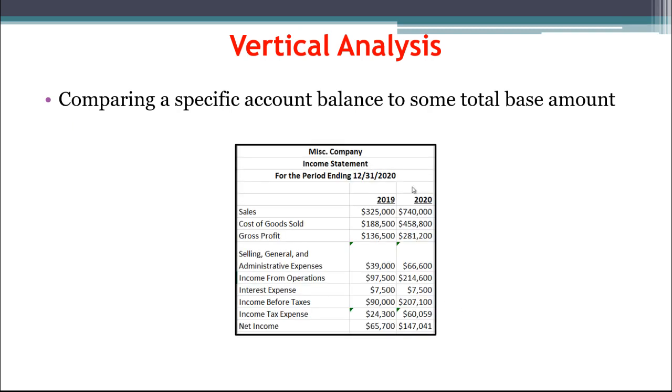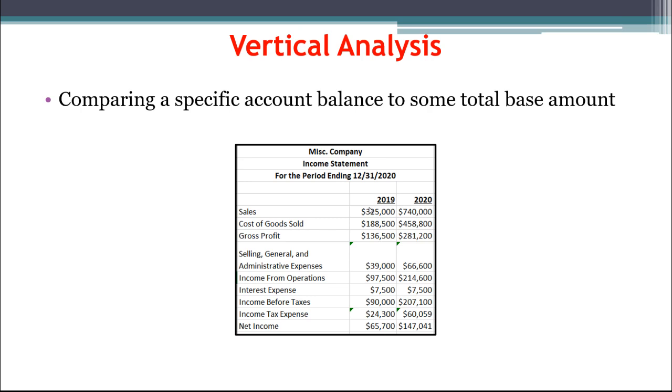So let's look at the income statement. Now, what I have here, first of all, is just the income statement. Now, we're showing two different years. And I don't want to confuse you here. Vertical analysis is within just one of those years. Each of those individual years you can perform vertical analysis on. But you're not doing anything across the 2 years like we were with horizontal analysis. So sales here is $325,000, and everything below it is a percentage of sales.